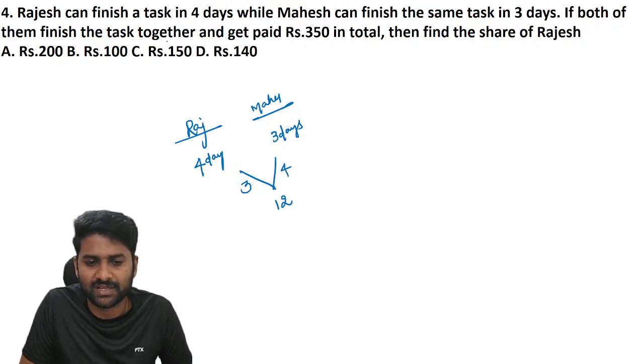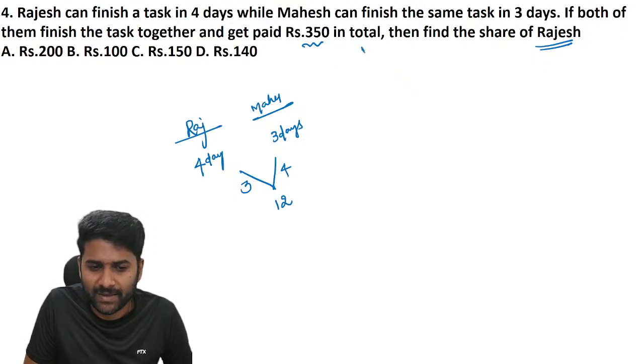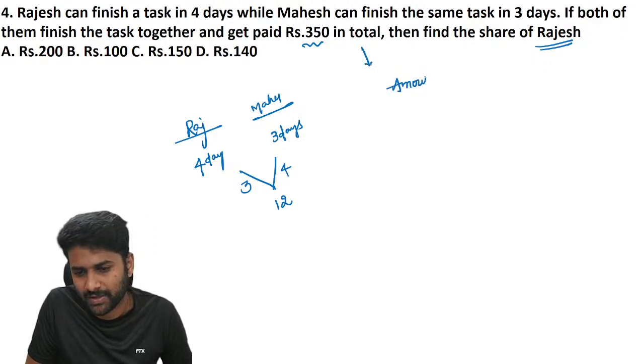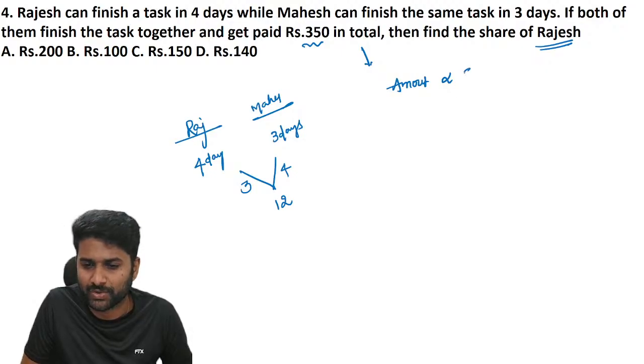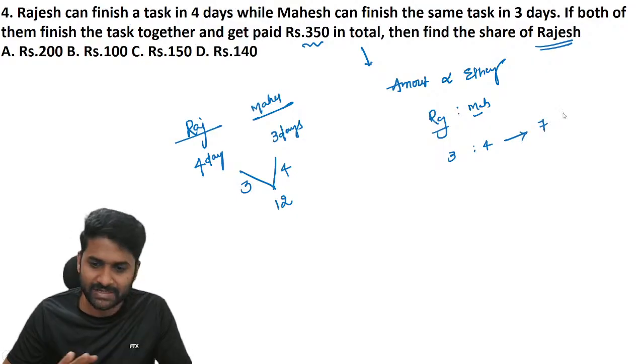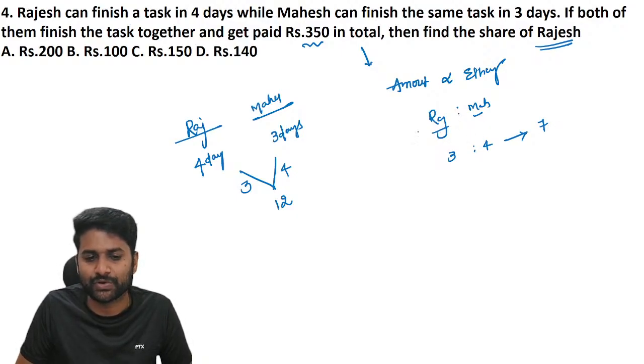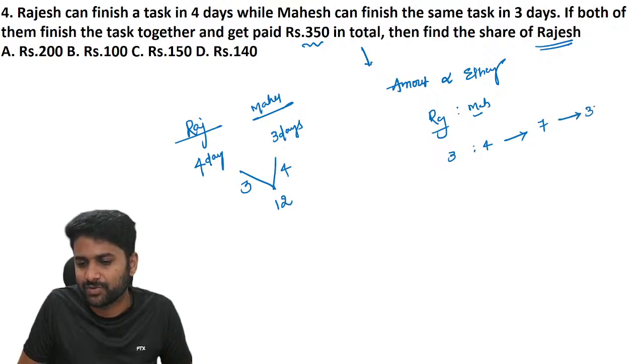If both of them finish the task together, they will get 350 rupees in total. Now we have to identify the share of Rajesh. I told you, in any amount distribution, the amount is always directly proportional to the efficiency. The efficiency of Rajesh and Mahesh is 3 is to 4 units. It means if the total is 7 units, you get it by 3 plus 4. I have to pay 3 units for Rajesh and 4 units for Mahesh. But we have a distribution of 350.